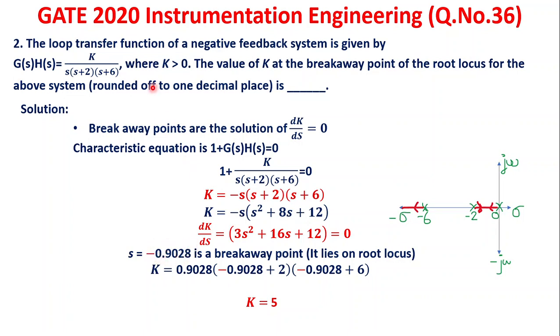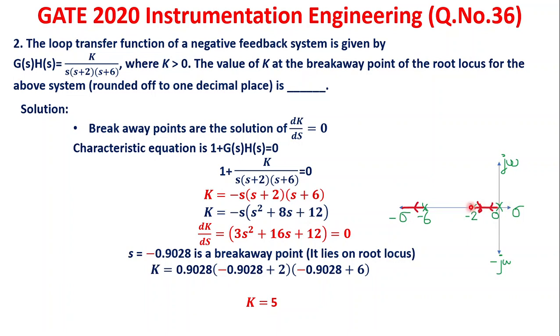Here again we can feel the root locus by just plotting poles 0, -2, -6. Anyway, I am not drawing the complete root locus like previous problem. Previous problem also I have not done complete root locus. Root locus segments on the real axis only. So root locus starting from 0, -2, they go in opposite direction.